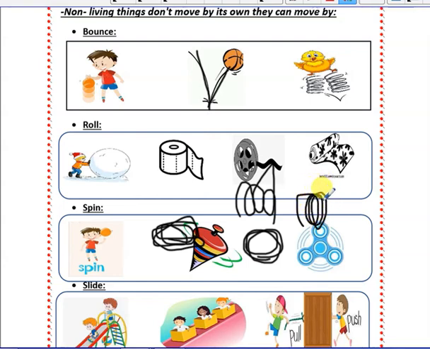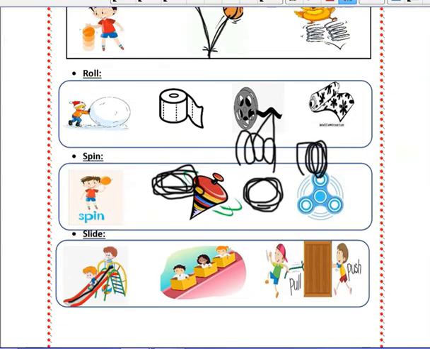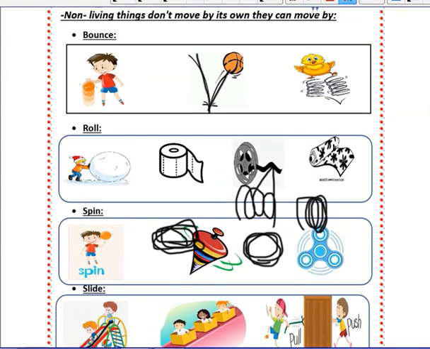Okay, the last one is slide. Like these boys can slide on this slide. They move from one place to another without roll or spin. So we have 4 movements. Number 1, bounce. Number 2, roll. Number 3, spin. Number 4, slide.